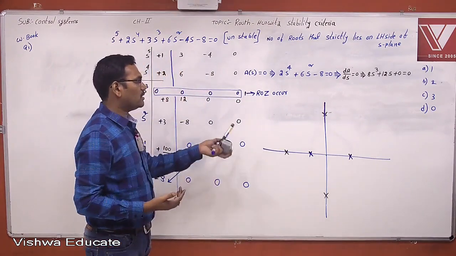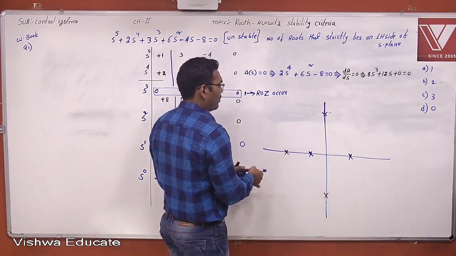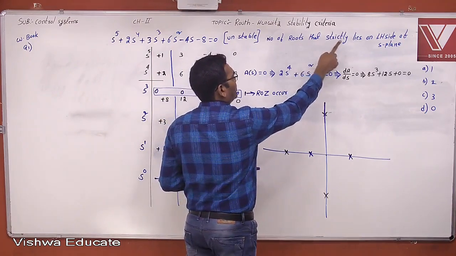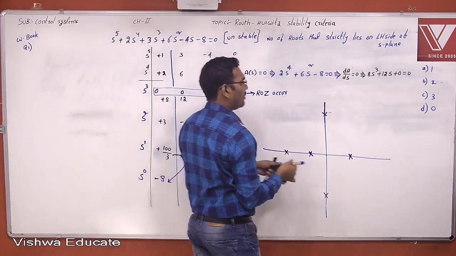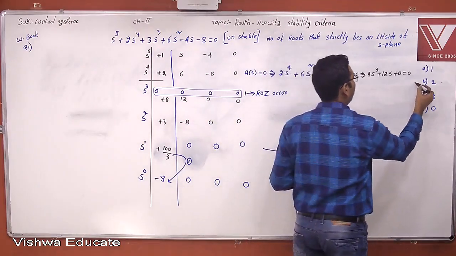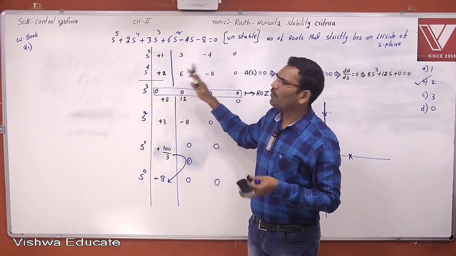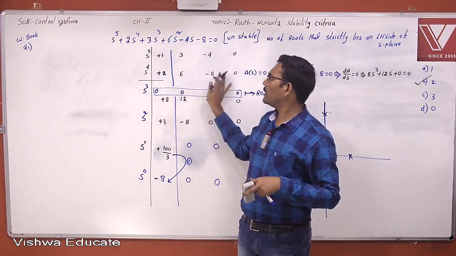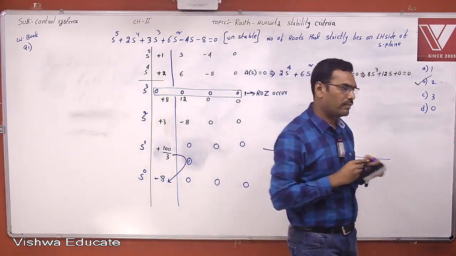Now what is the correct answer? The correct answer is: the number of roots that strictly lie on the left hand side of the S plane is 1, and 2 is strictly on the left hand side of the S plane. Therefore option B is correct. Then there are no roots of the auxiliary equation. If you want, you can do it, it's not a problem, but there is no need of doing the auxiliary equation roots and all these things. This is also a very important question. Note down.